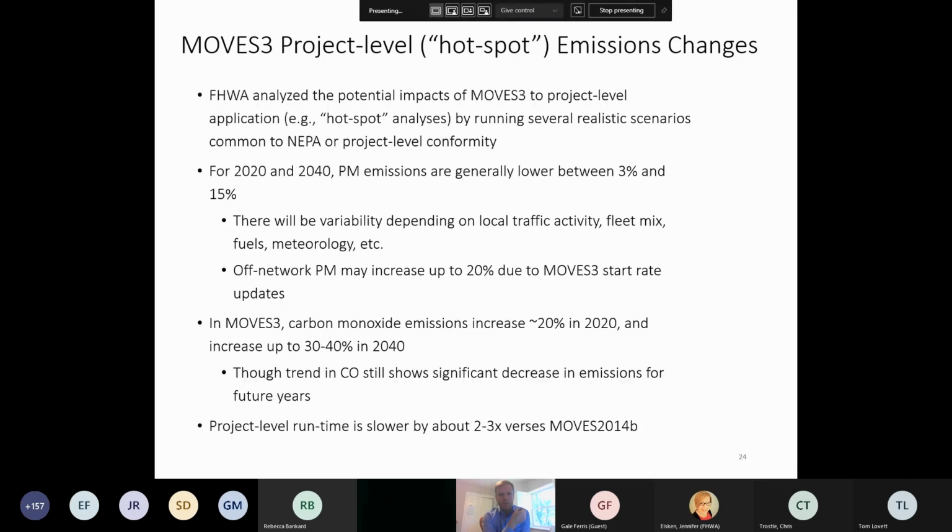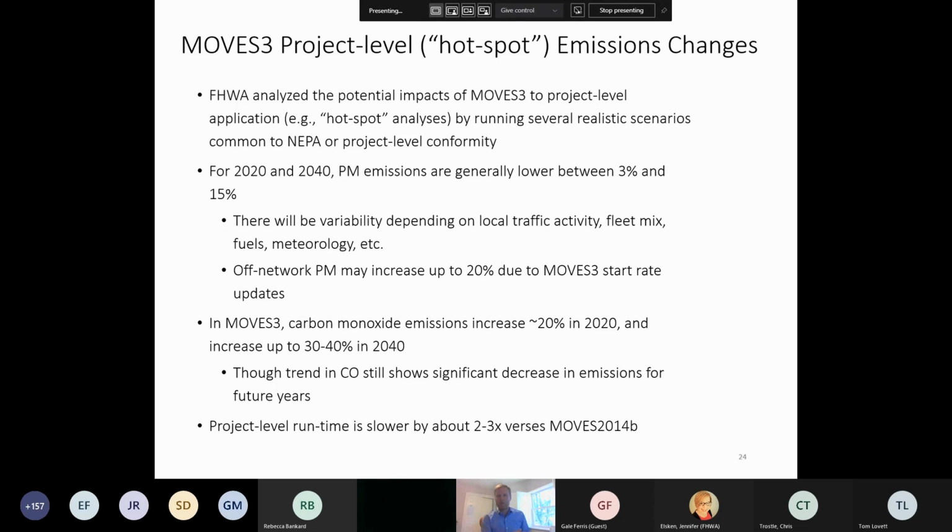I mean, generally cars and trucks are so clean now with respect to carbon monoxide that it is difficult to violate the standard if you have to do hotspot modeling for CO. So it's probably not going to cause any new violations, but it is a change in the model that we wanted to note. And then as for runtime, the model takes a while to run.